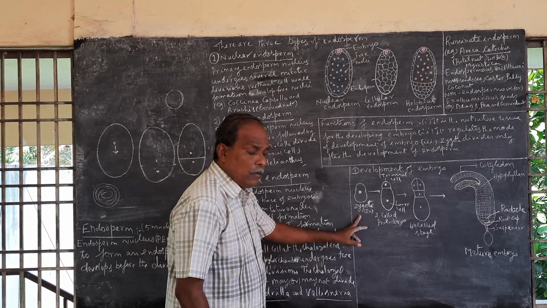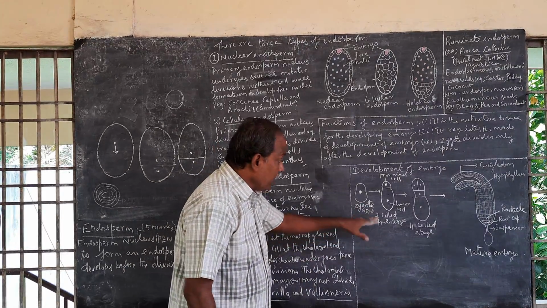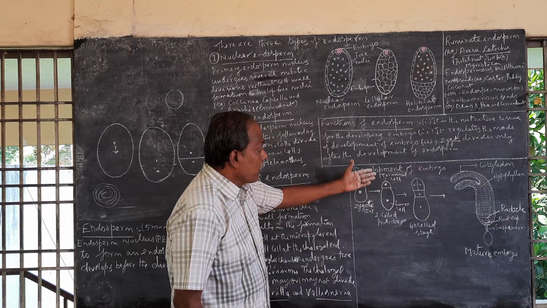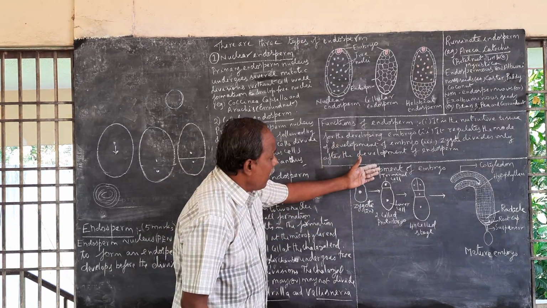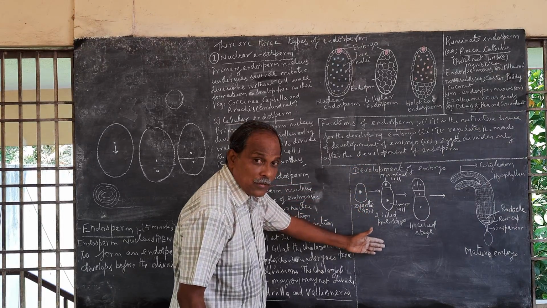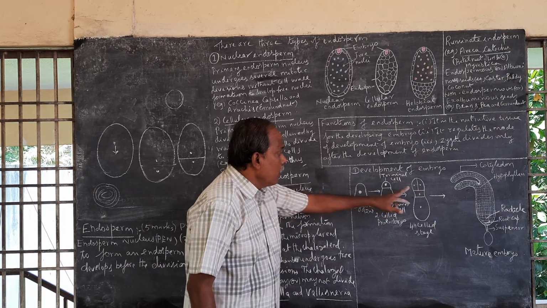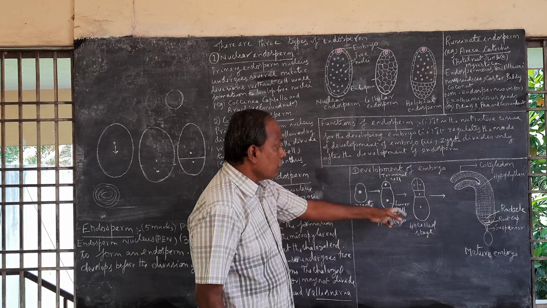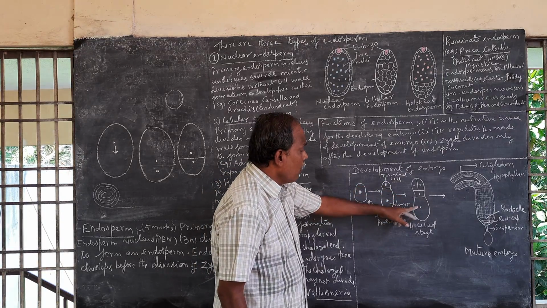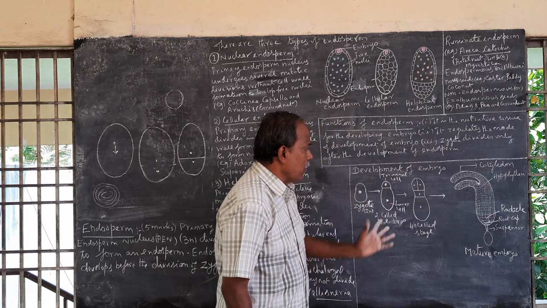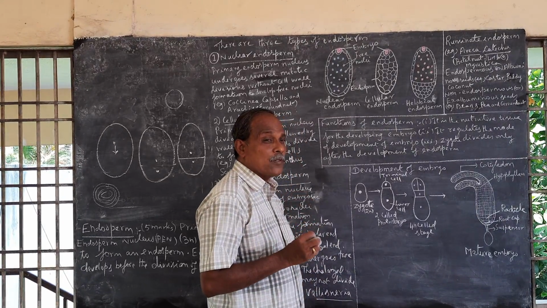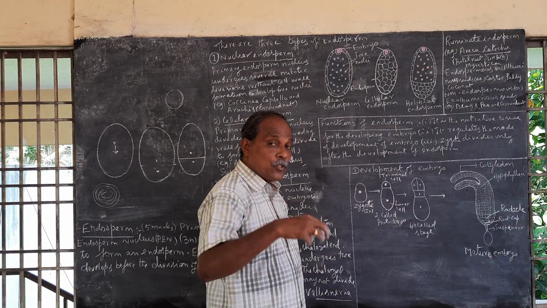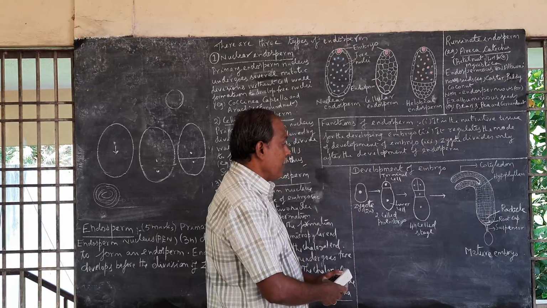The zygote is a diploid cell. The zygote divides by mitosis into 2 cells: the terminal cell towards the micropylar end, and the lower cell towards the chalazal end. Now the upper cell divides into 2, and the lower cell becomes the suspensor cell. You would have studied the role of the suspensor in gymnosperms. The suspensor pushes the embryo deep into the female gametophyte.